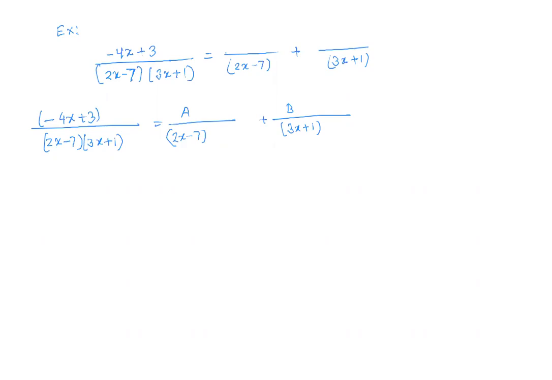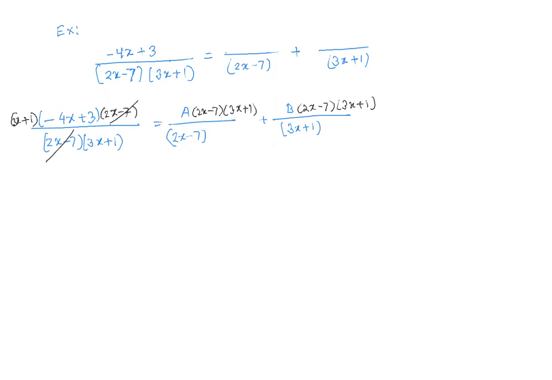Just the 2x minus 7 and the 3x plus 1. Exactly, 2x minus 7 times 3x plus 1.